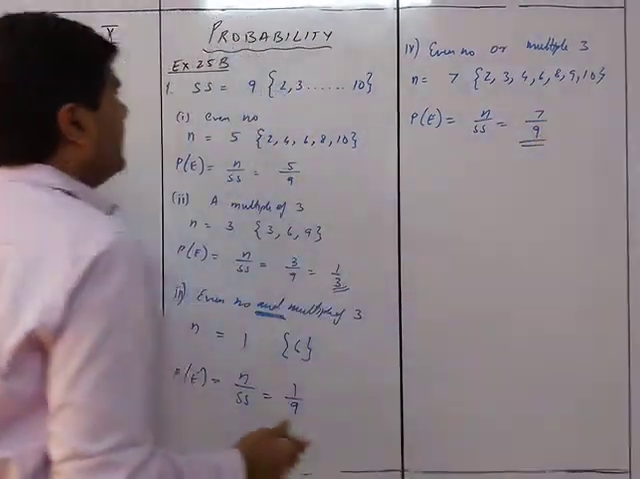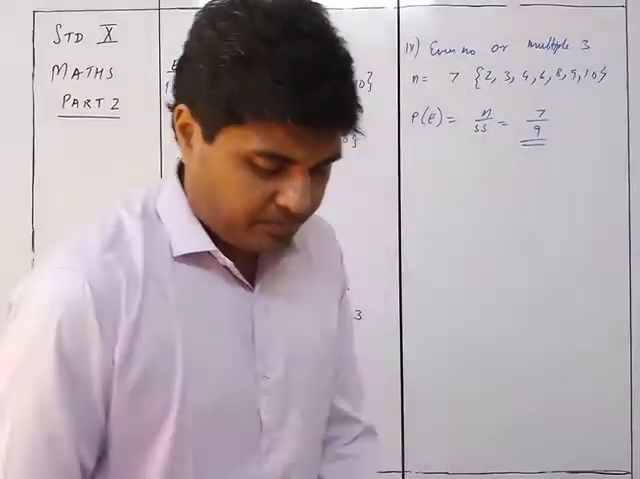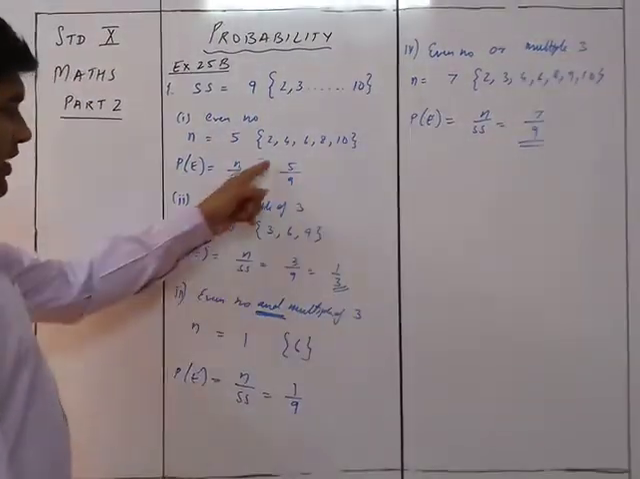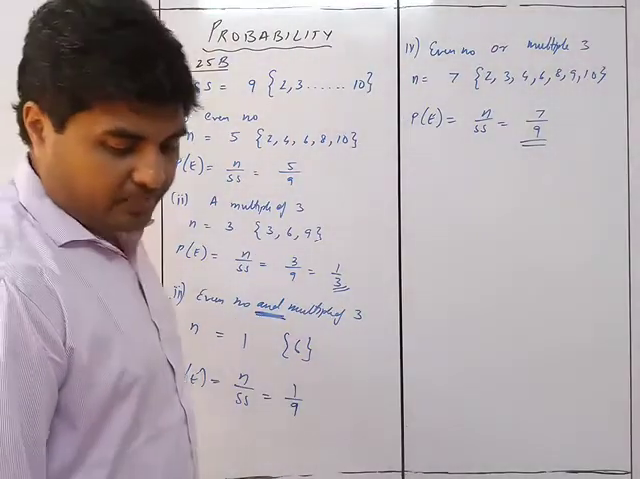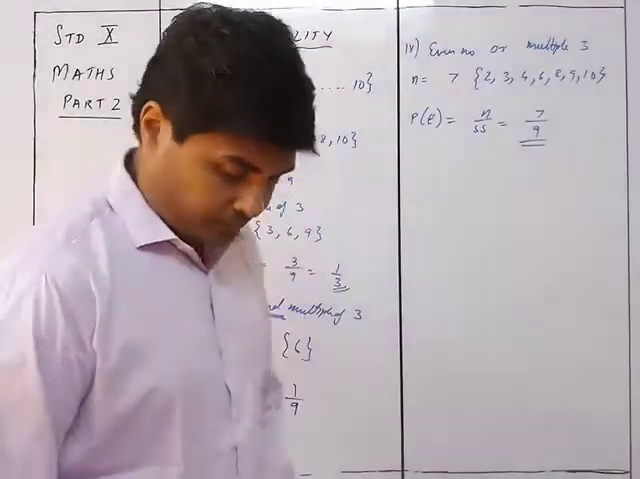So these are the answers for question number 1 of exercise 25B: 5 upon 9, 1 upon 3, 5 upon 9, 1 upon 3, 1 upon 9 and 7 upon 9. Okay, we now move on to question number 3.